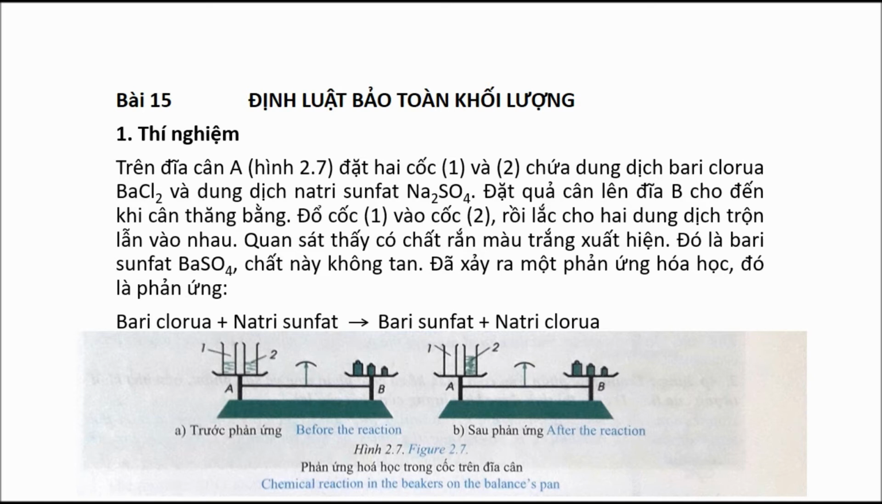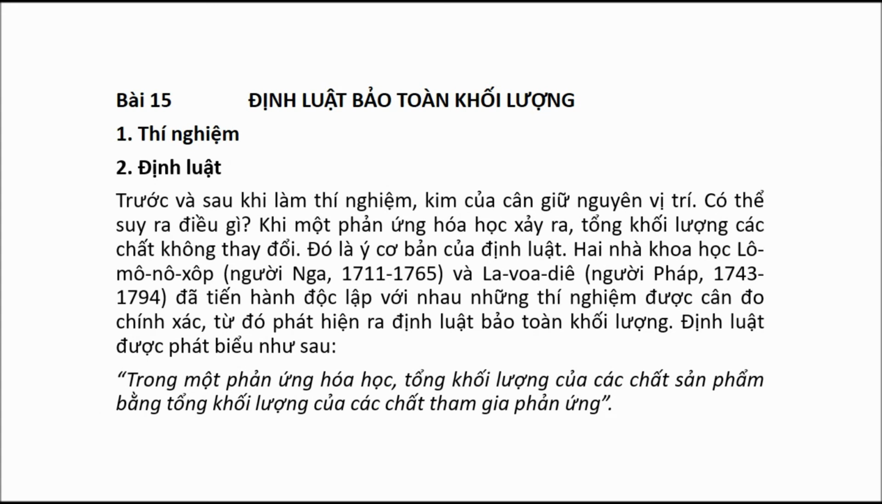Pour the solution in beaker 1 into beaker 2. Shake it to mix the 2 solutions. A white solid is observed in the solution. It is barium sulfate, BaSO4. The substance is water insoluble. A chemical reaction has occurred. That reaction is: barium chloride reacts with sodium sulfate to form barium sulfate and sodium chloride. 2. The law.